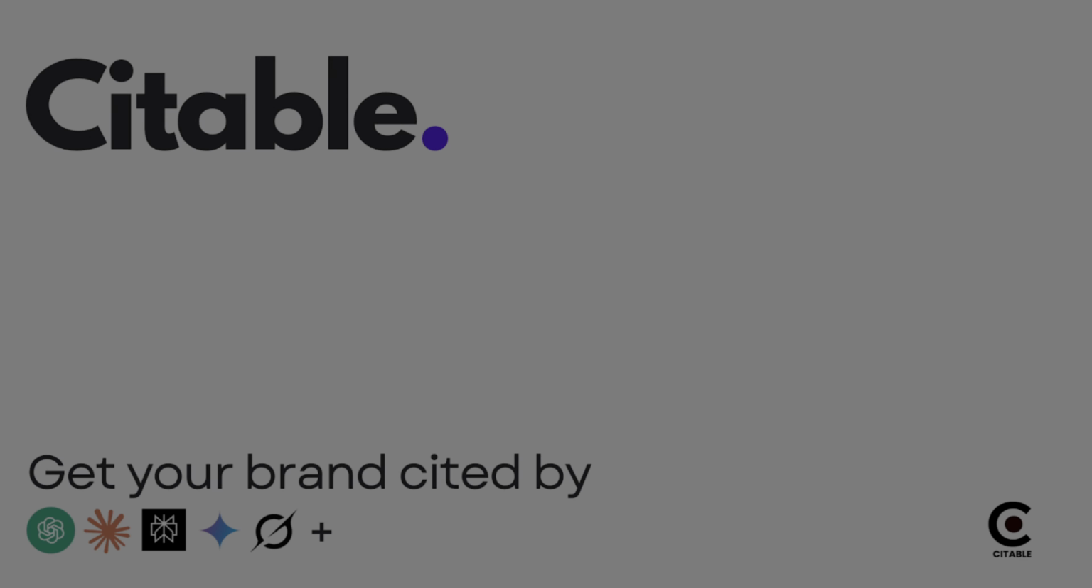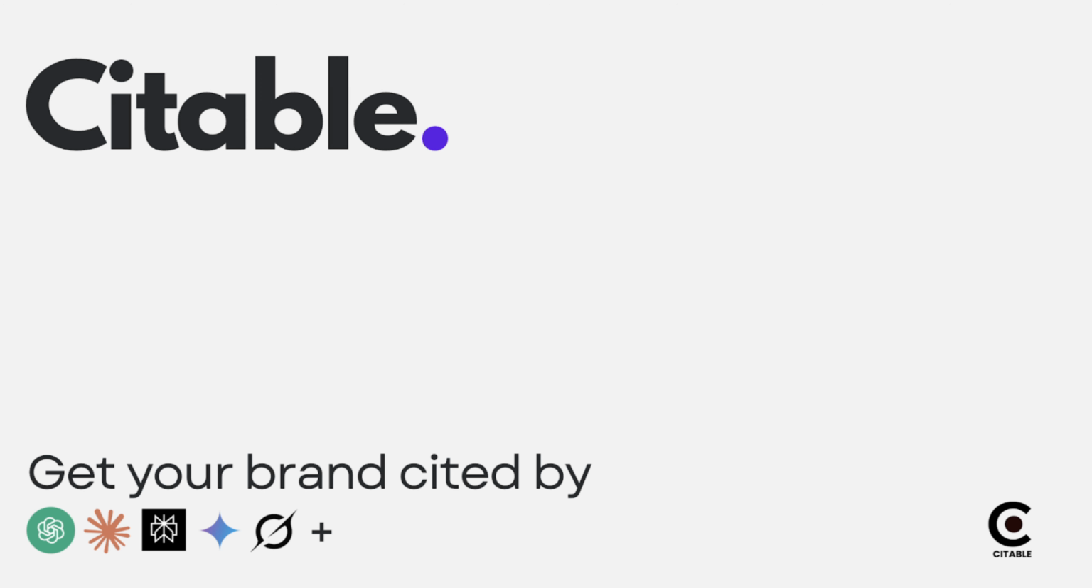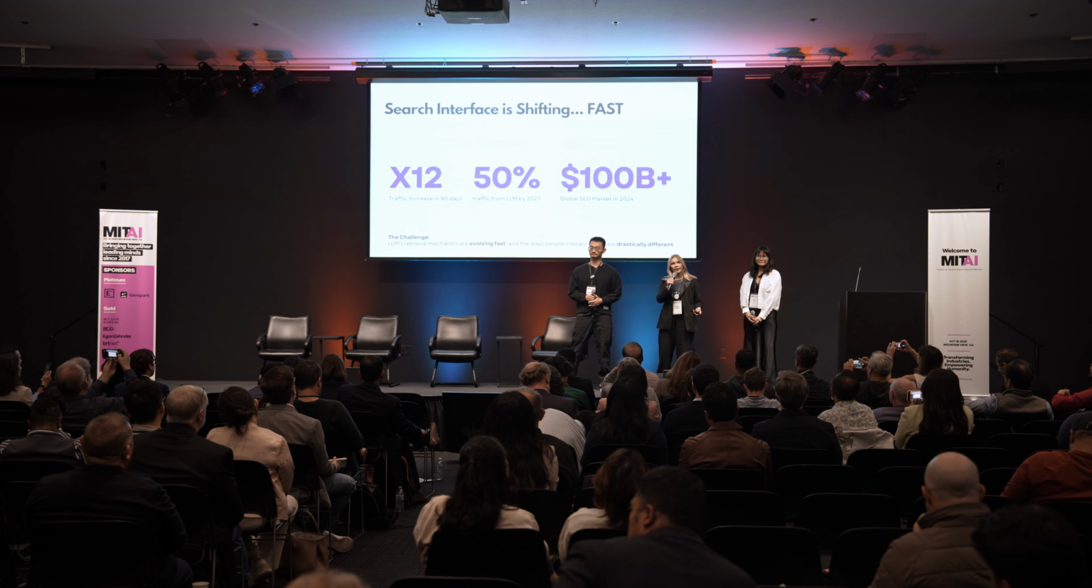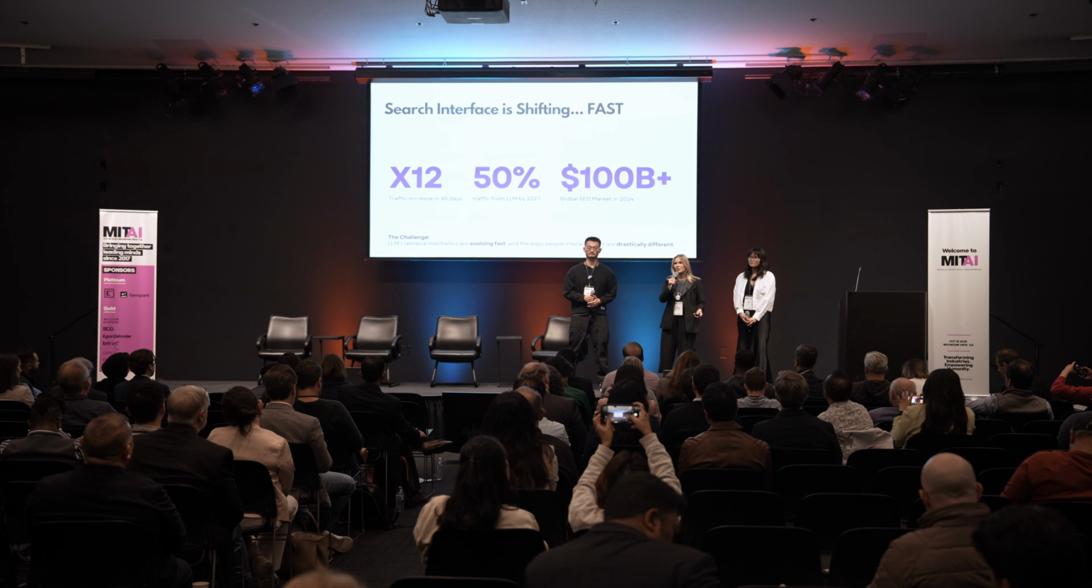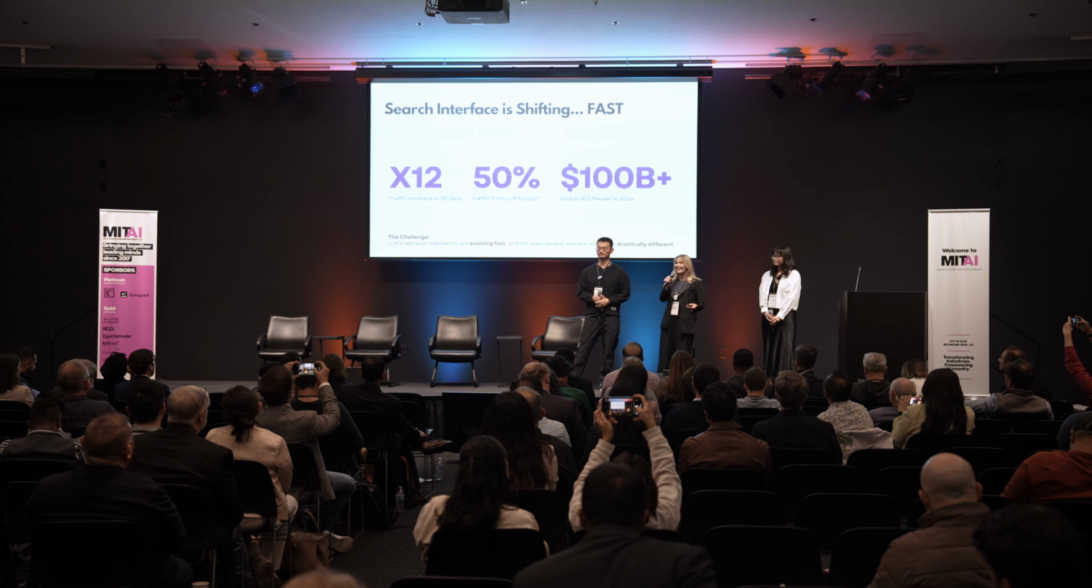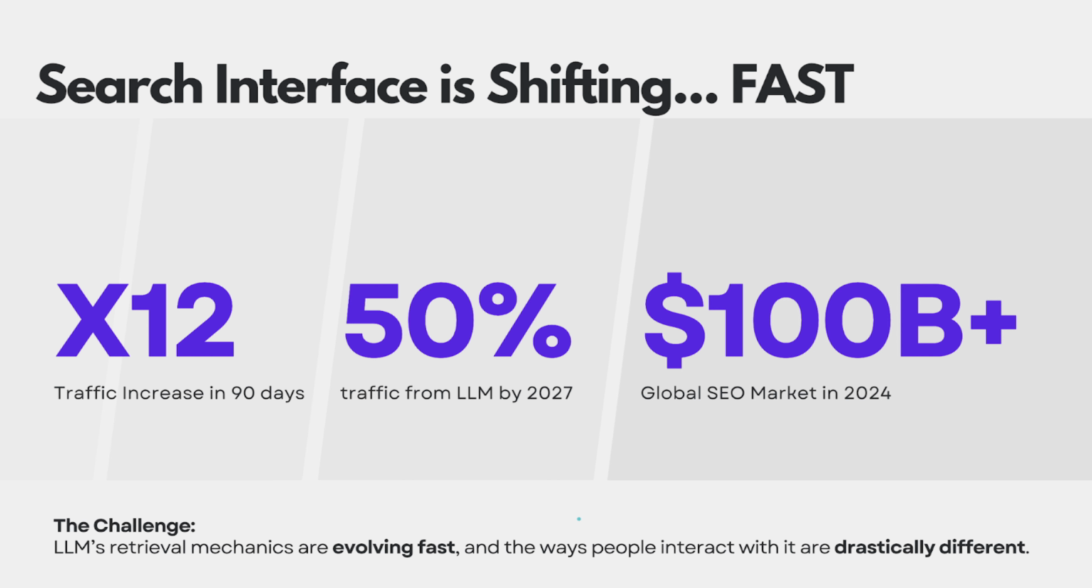Hi, everyone. We're Citable, and we make your brand show up and get cited in AI answers. So you probably noticed your Google search referrals declining. That's because more and more people are using AI to discover brands. In fact, traffic from search engines like ChatGPT and Perplexity is up 12 times in the past 90 days. And within 2 years, over half of discovery is projected to come from AI engines.